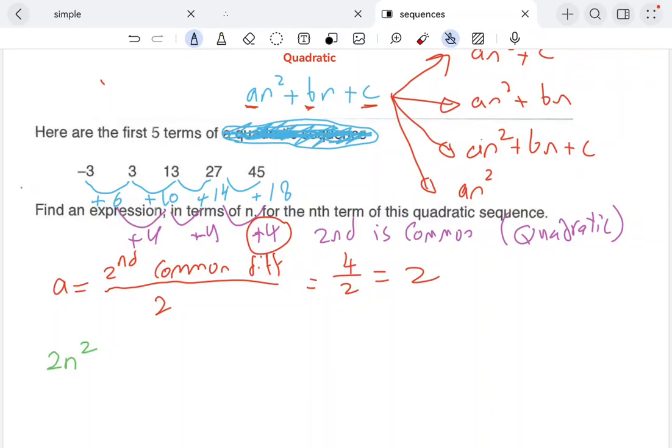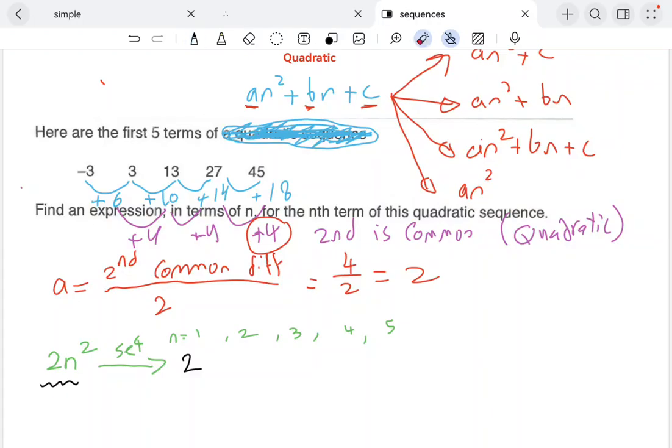We still need to find bn and c. How do we find it? The way that some teachers use in our school, and this is why I started with it, is to get the sequence of 2n squared. How? Put n equal 1, n equal 2, n equal 3, n equal 4, n equal 5, and get the nth term when it's only 2n squared. So 2 times 1 squared, it will be 2.